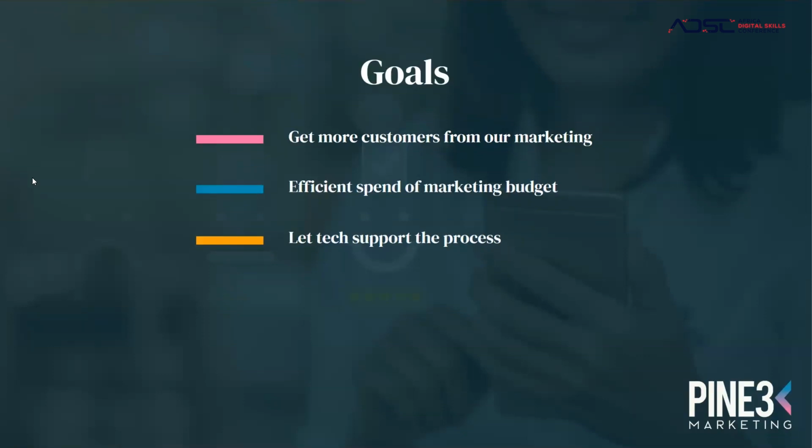Then efficient spend of our marketing budget. How do you prioritize what we need to do? And then letting tech support the process. So I'm going to go a little bit more into how we automate these different things that we should be doing to convert more clicks into customers. Give some examples, but I'll tie it all together.